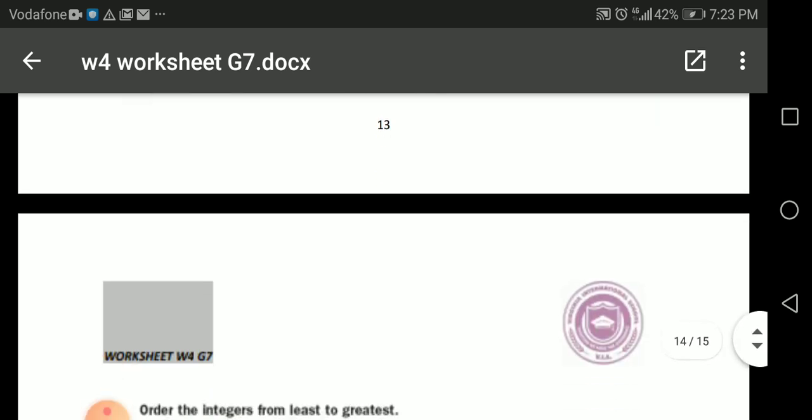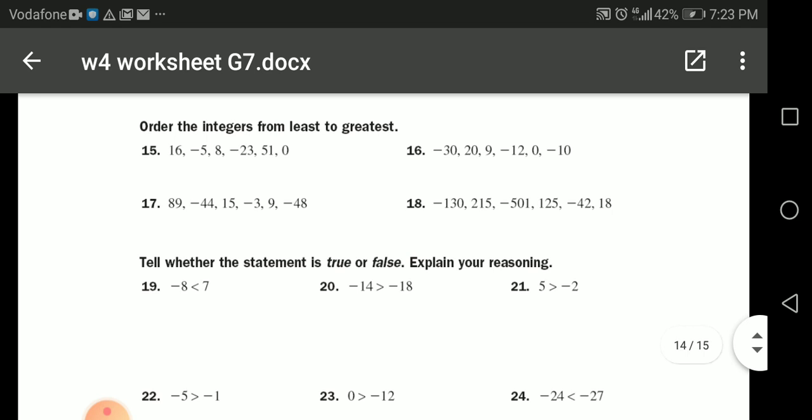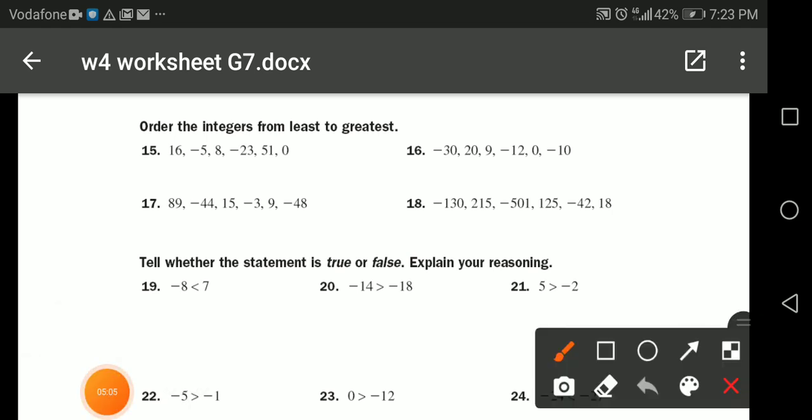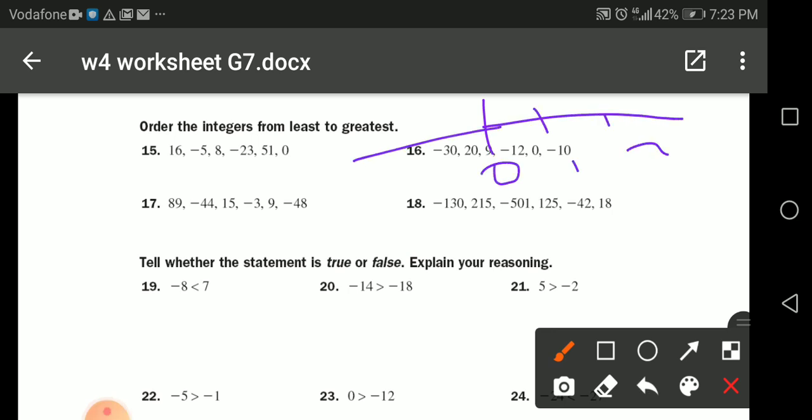Okay. So after that, he wants you to order from least to greatest, and this is very easy. Remember, you have the number line in your mind: 0, 1, 2, 3, 4, and so on, and here -1, -2, and so on. You have 0, and you have -5, -23. So, what should I write first? The least.